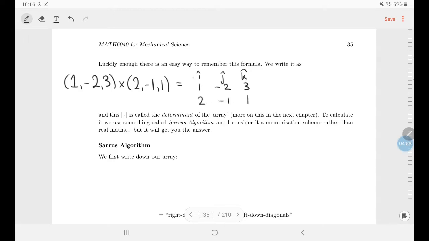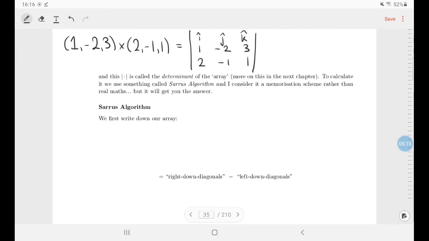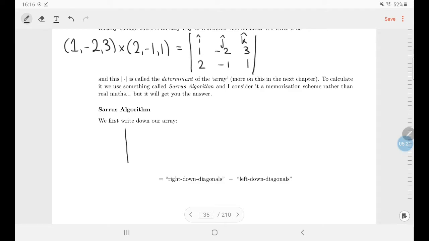Now it is possible to make this make sense, but to be honest, it's just a way for us really to remember the formula. So what you do then is, so this is actually an object. It doesn't look like something at the moment, but it is. This is a determinant we'll learn about more in the next chapter, and I'll just show you a way of calculating this thing. So I'm going to write down the same array again. Array, or this will be called a matrix.